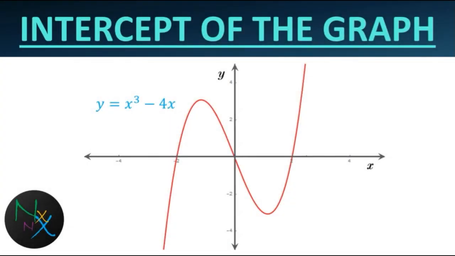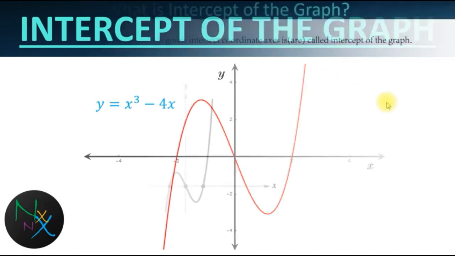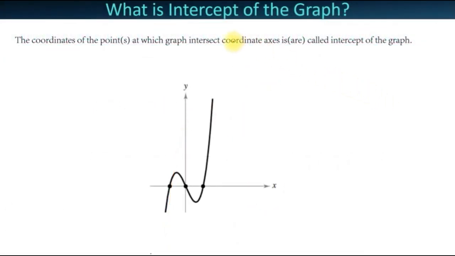In this lecture we are going to learn about intercept of the graph. So let us start. First of all, what is intercept of the graph? The coordinates of the points at which a graph intersects the coordinate axes, that is the x and y axis, is called the intercept of the graph. Suppose a graph has been drawn on this coordinate axis.